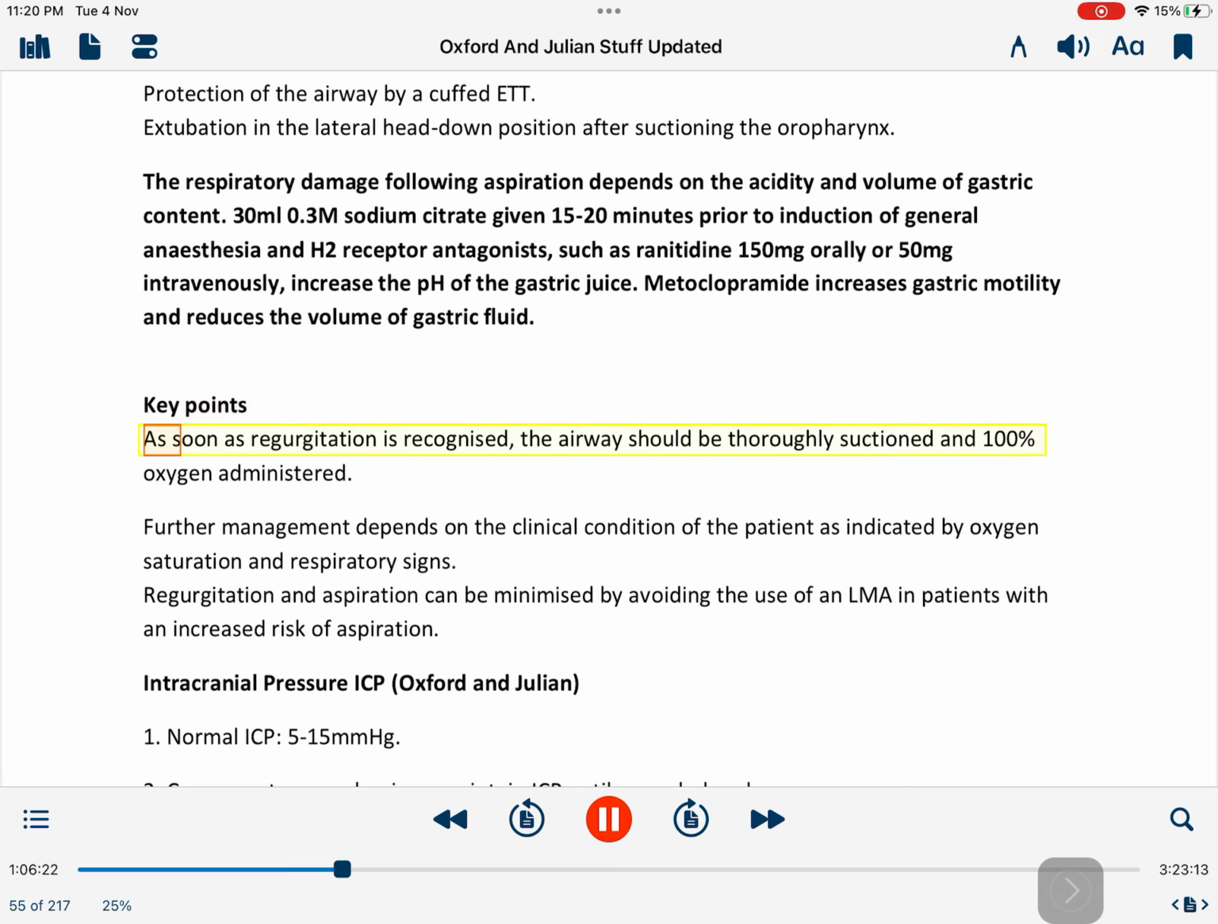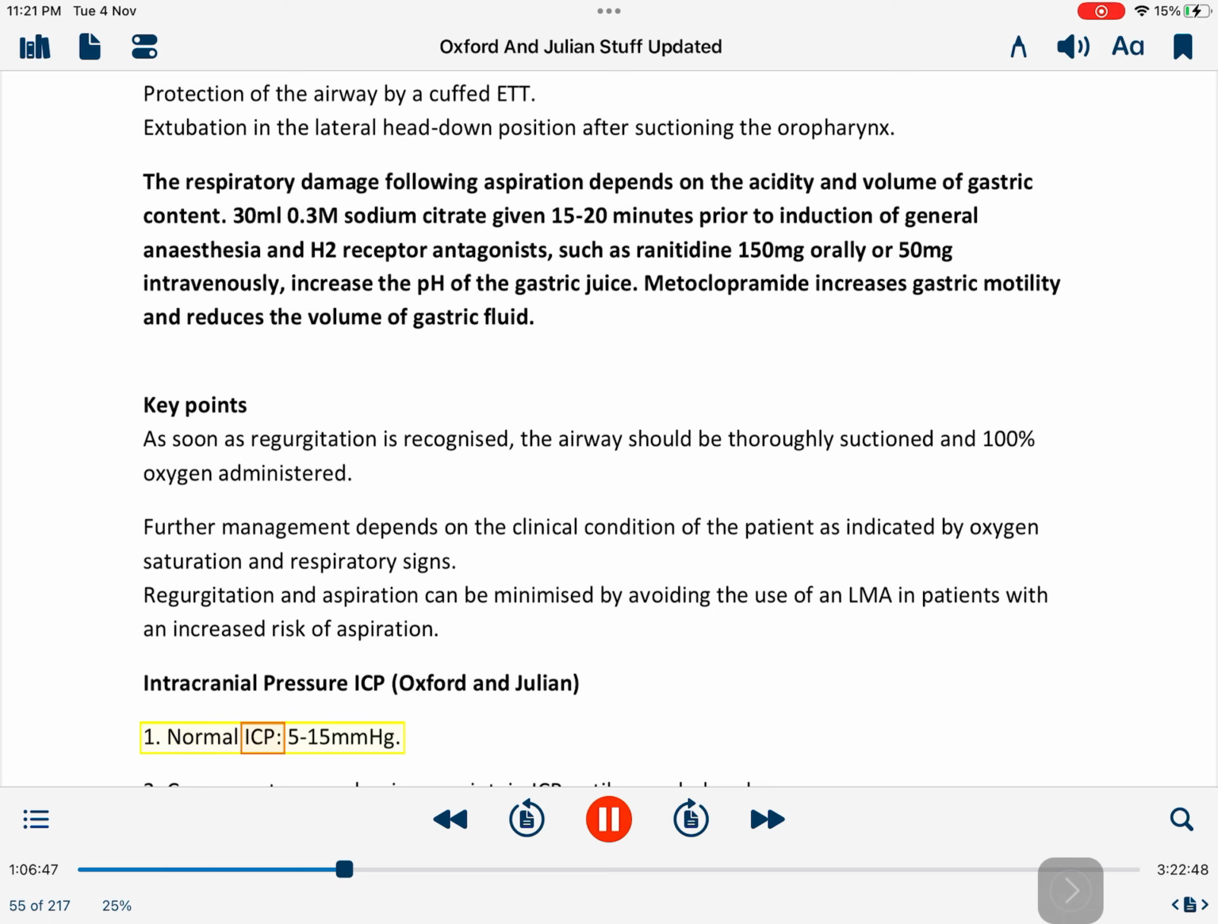Key points: as soon as regurgitation is recognized, the airway should be thoroughly suctioned and 100% oxygen administered. Further management depends on the clinical condition of the patient as indicated by oxygen saturation and respiratory signs. Regurgitation and aspiration can be minimized by avoiding the use of an LMA in patients with an increased risk of aspiration. Intracranial pressure, ICP.